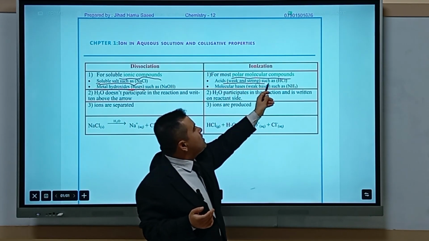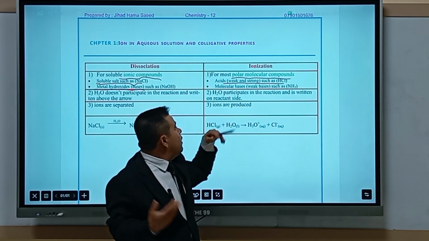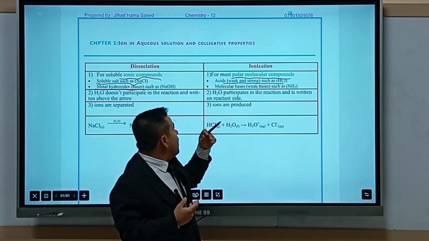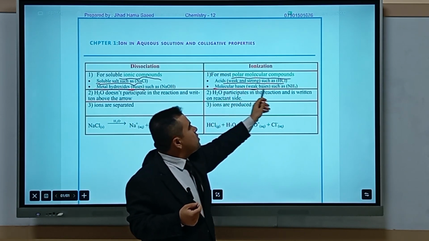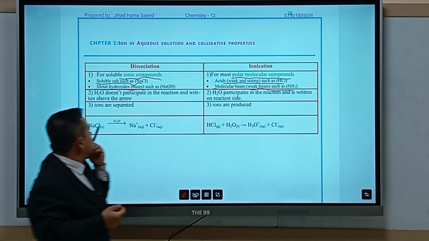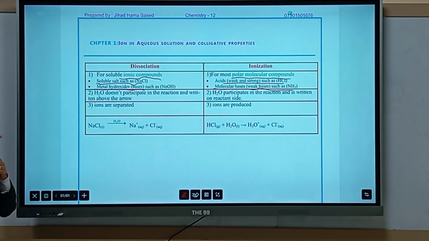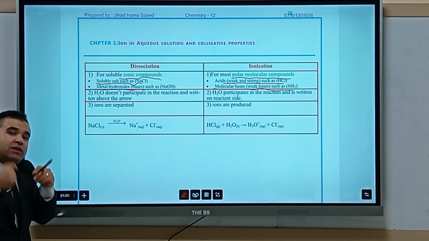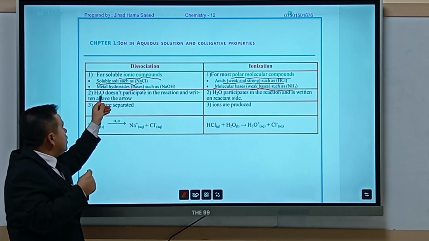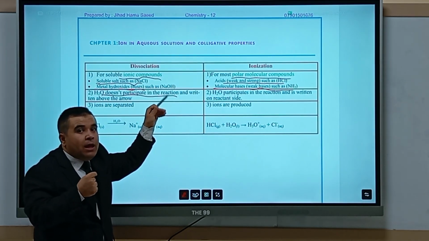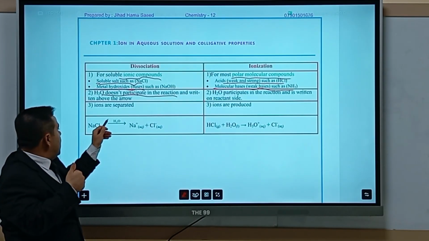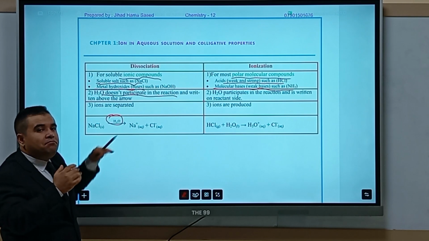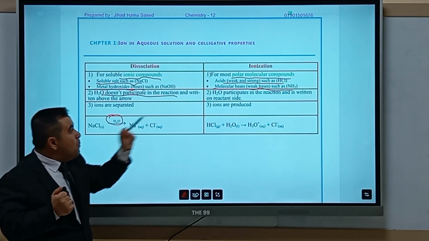Examples for ionization: weak and strong acids such as HCl, HF. We'll be talking about those groups in detail. Molecular bases such as ammonia. The second is that H2O does not react with the ionic compounds and does not participate in the reaction for the dissociation. It must be written on the arrow, not with the reactant.